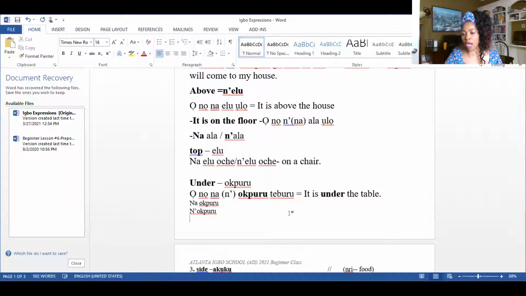Now, we also have another word. There's another word called before, after. Okay. I was here before you. I came here before you.